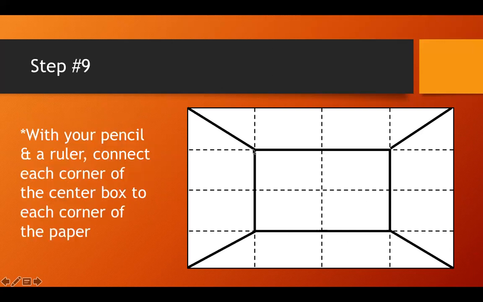Then you're going to use your pencil and your ruler, and you're going to connect each corner of the box to each corner of the paper so that you create the ceiling, the floor, the side walls, and the back wall of your 1-point perspective room.